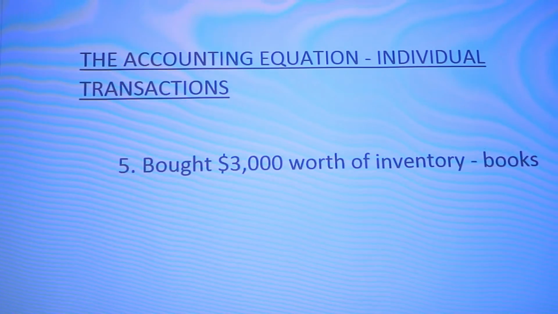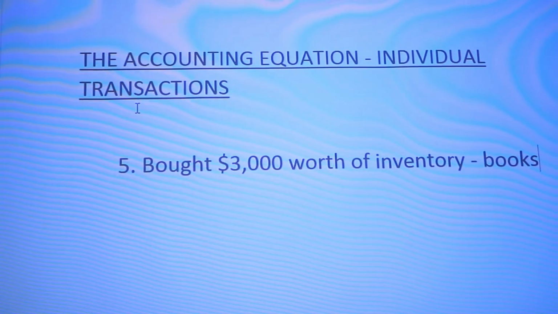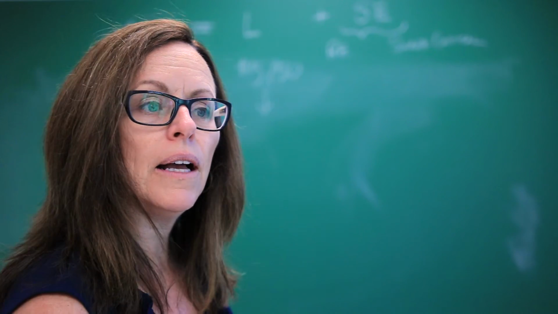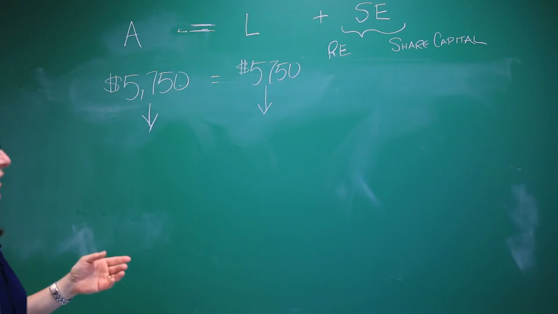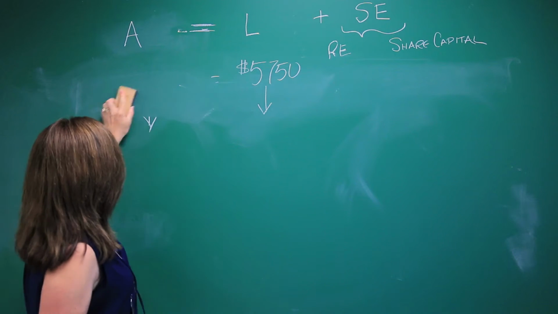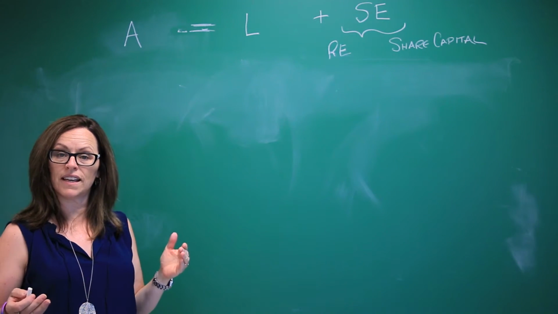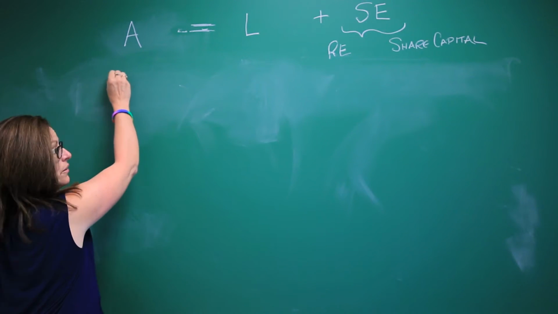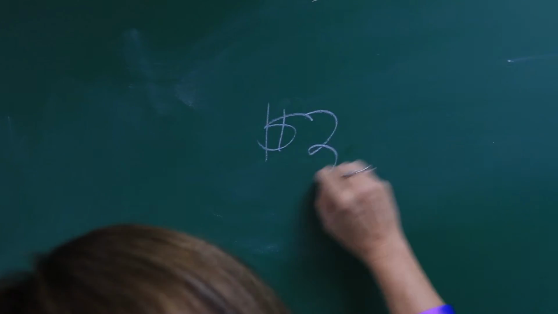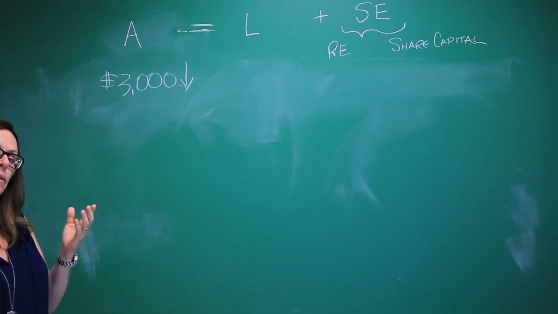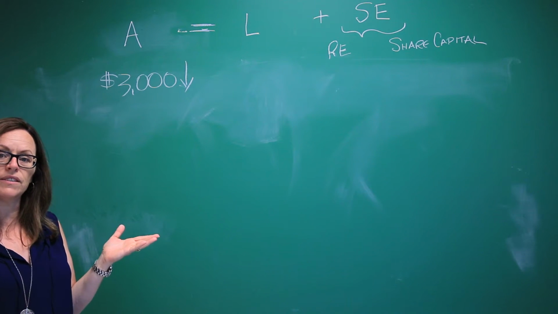Example number 5. So in this case, the company is going to buy $3,000 worth of inventory. Let's say they've gone out to buy books to put on their shelves. So what's the impact on the accounting equation? Let's erase this one. So what is happening to the cash in this case? Right, our cash is going down, and we said this was $3,000. Our cash went down. We've got to keep this accounting equation in balance.